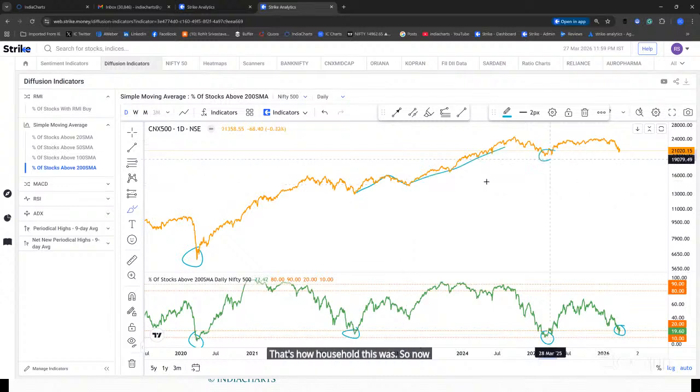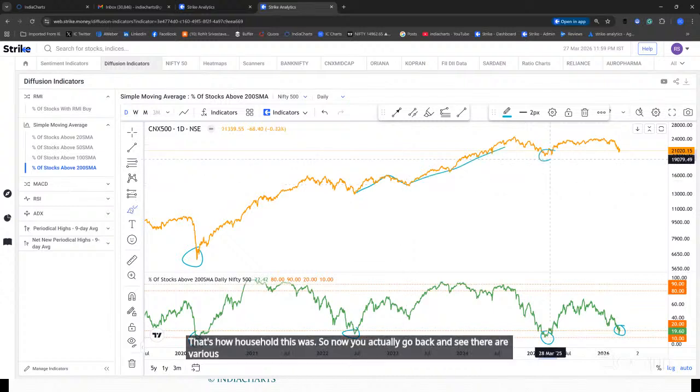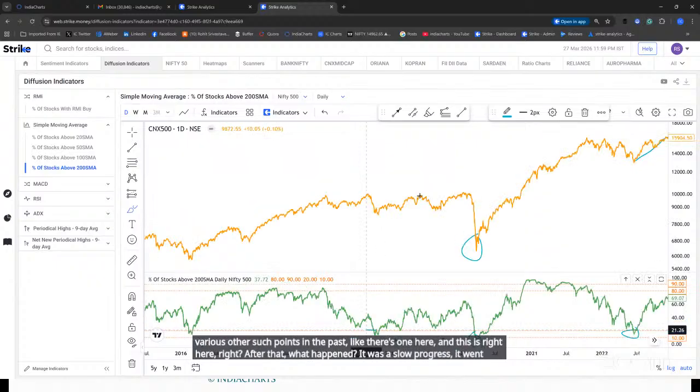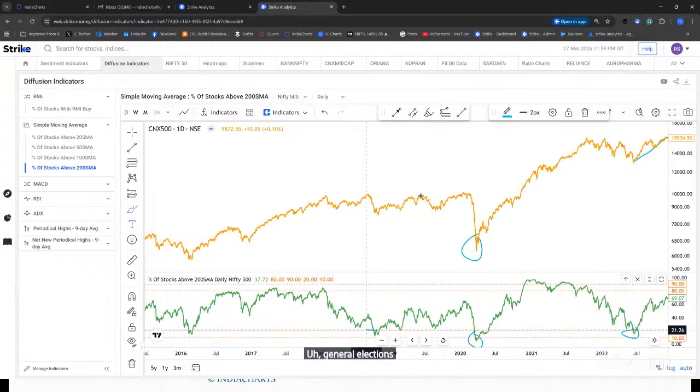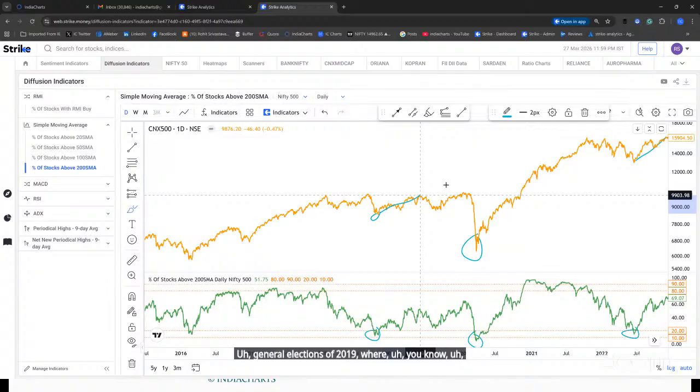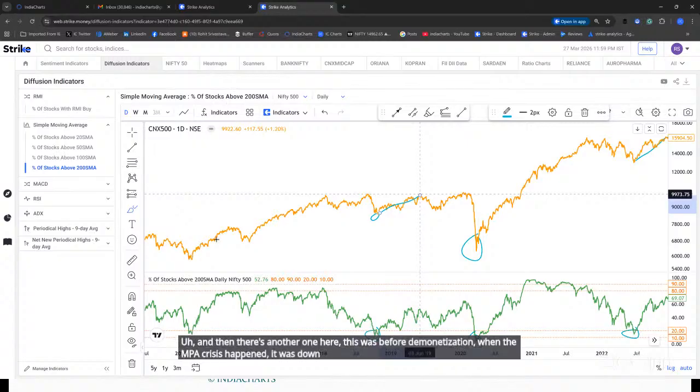Now if you go back, there are various other such points in the past, like this one right here. After that, it was slow progress. It went on till the general elections of 2019, where the Prime Minister was voted in again, a second time, in June of 2019. It went up till there from this reading. And then there's another one here. This was before demonetization, when the NPA crisis happened. It was down here, then demonetization happened, then it went up further.